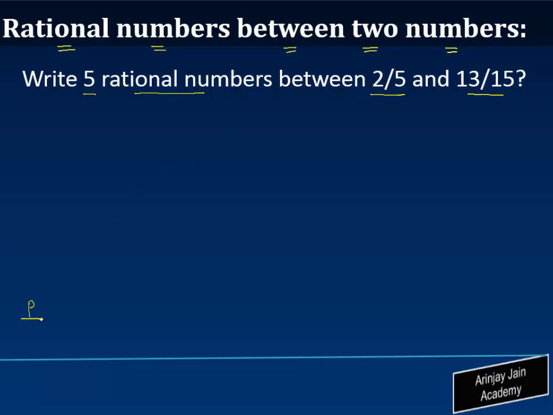A rational number is any number which can be written in the form P upon Q, where P and Q are integers, and Q is not equal to 0. So you are told that there are two rational numbers, 2 upon 5 and 13 upon 15. You have to find 5 numbers which lie between these two numbers. Now, normally there are infinite numbers which lie between any two rational numbers, okay?